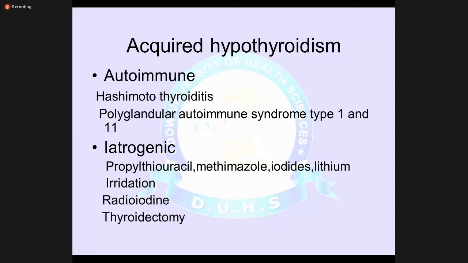of the thyroid gland. So these are the iatrogenic acquired causes of hypothyroidism, in which you have propylthiouracil, methimazole, iodide, lithium ingestion, or irradiation of the thyroid gland, or taking radioactive iodine that destroys the thyroid gland, or thyroidectomy was performed because of some reason that resulted in acquired hypothyroidism. So the causes are autoimmune or iatrogenic.